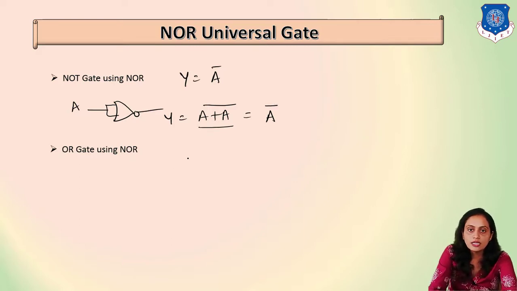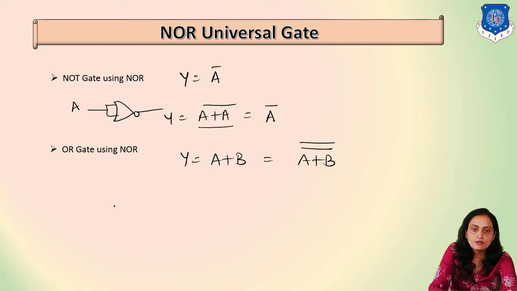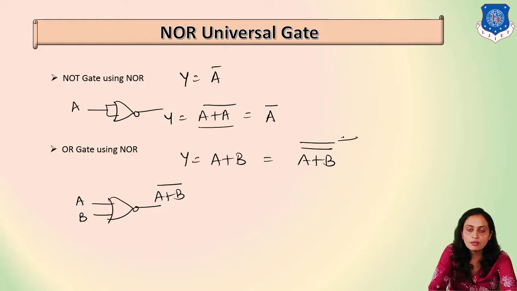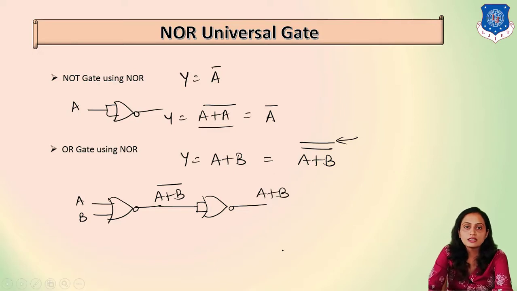Now we will design the OR gate. The Boolean equation for the OR gate is A plus B, and we want NOR operation, that means plus and bar. So we can write A plus B with 2 times inverse. So we will have the first NOR gate, that is A and B. So we will write A plus B whole bar, and for this upper bar we will use the NOT gate, which is designed using the NOR gate only. So we have A plus B only. So this is how we can design the OR gate using the NOR gate.